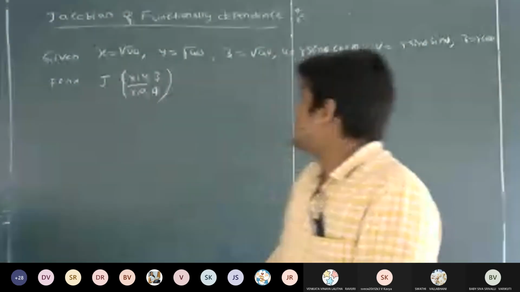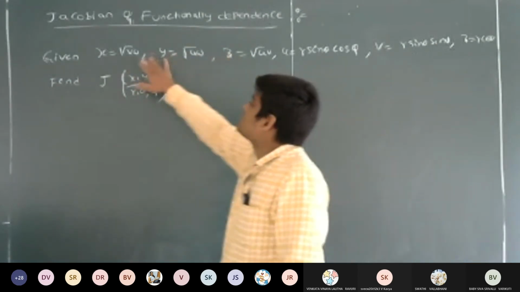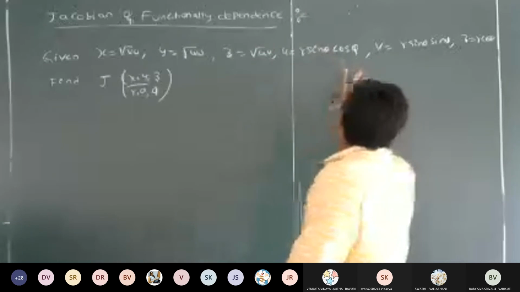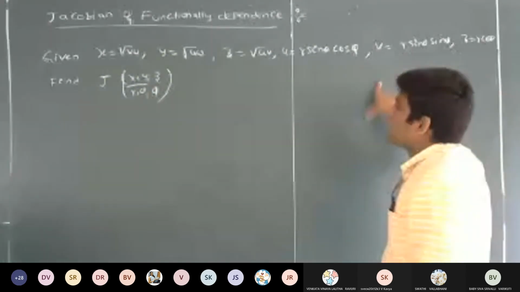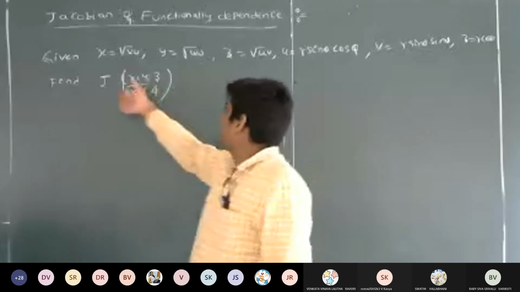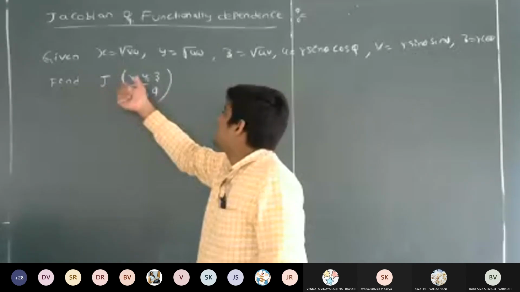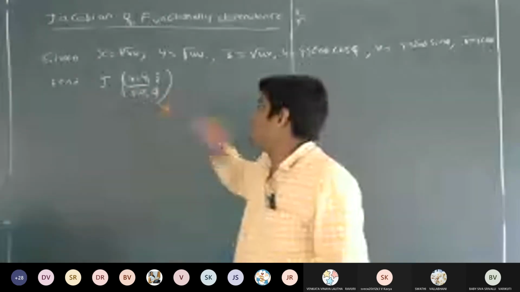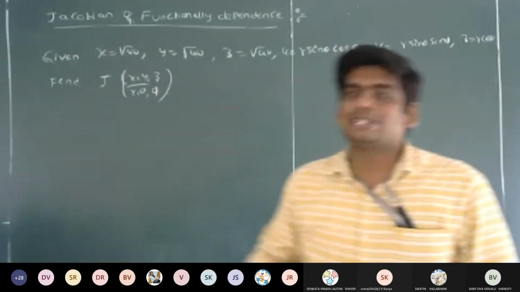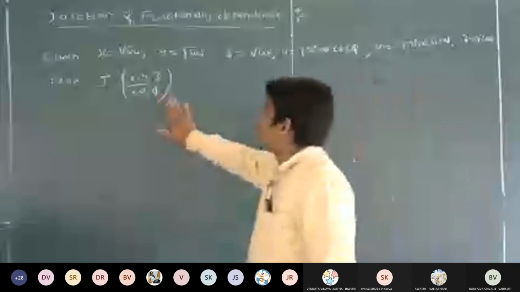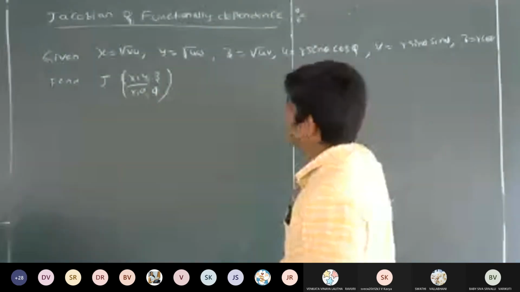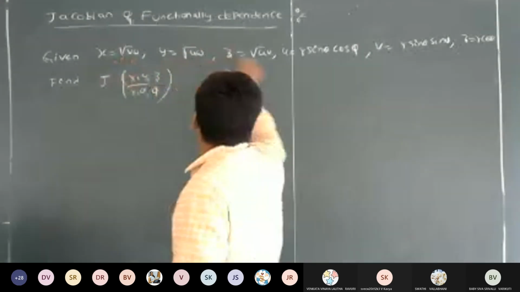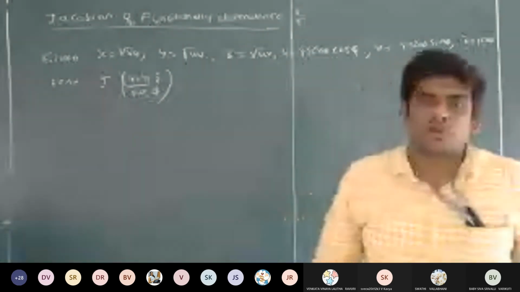Observe that here x, y, z are functions of u, v, w, and u, v, w are functions of r, theta, phi. But here we are going to calculate the Jacobian of the dependent variables x, y, z with respect to the independent variables r, theta, phi. So here there are two processes. One is we just replace u, v, w in x, y, z, then you can calculate the Jacobian value directly.